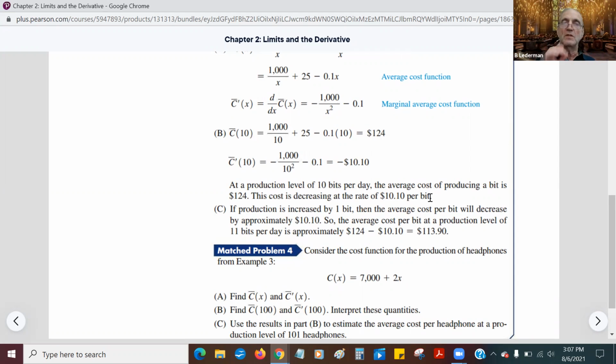If production is increased by 1 bit, then the average cost per bit will decrease by approximately $10.10. So the average cost per bit at a production level of 11 bits per day is approximately 124 minus 10.10, which is $113.90.